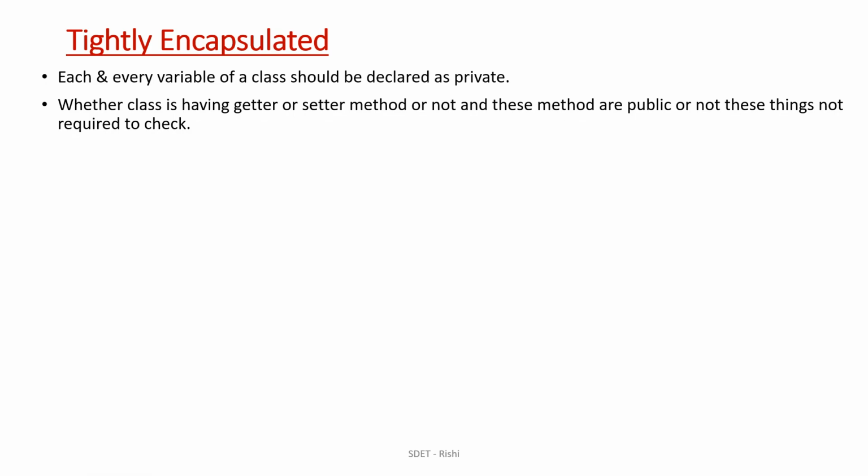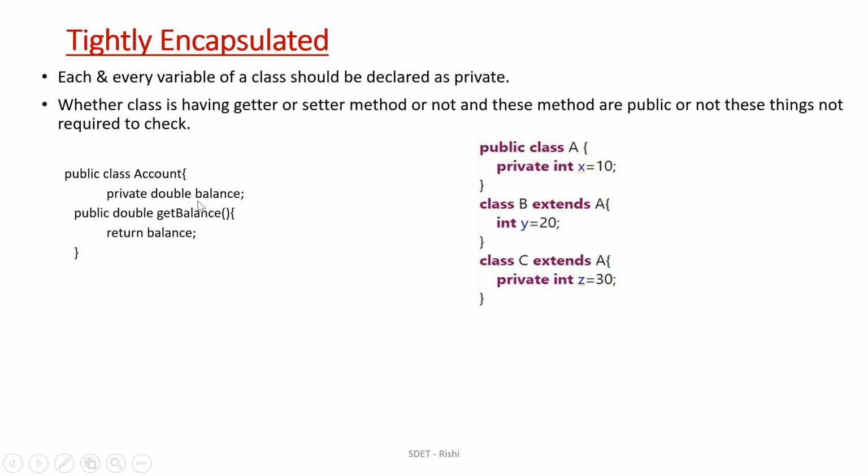If the data member is written as private, and every data member written inside the class is private, we can say that this is tightly encapsulated. See, this is an example of a tightly encapsulated class. This is a class Account, where balance is private and it returns the balance, so this is a tightly encapsulated class.